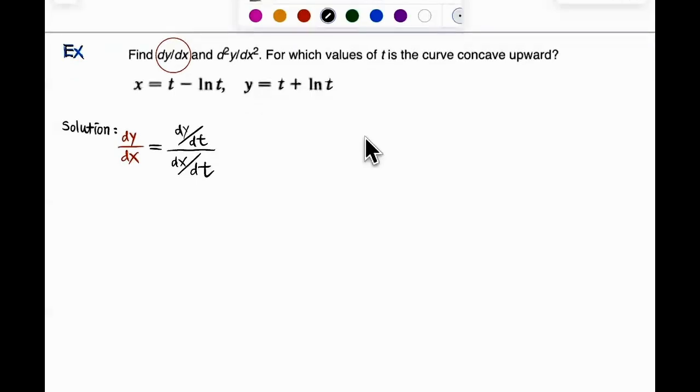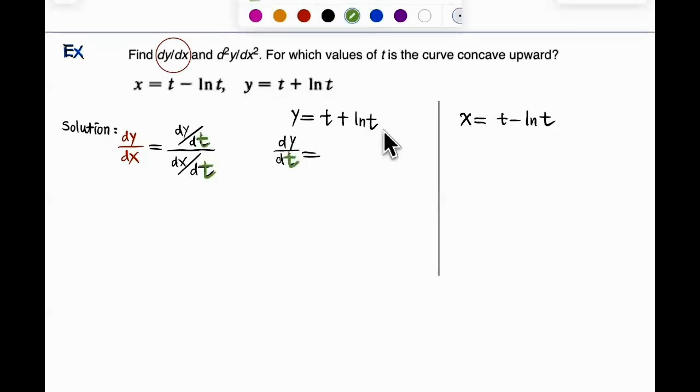So we have y equal to t plus ln of t. Let's put it on the side. And then we have x equal to t minus ln of t. Let's find dy dt. Let's do this together. What's dy dt? Yes, you got it. It's 1 plus 1 over t. Good job. Now let's try to find dx dt.